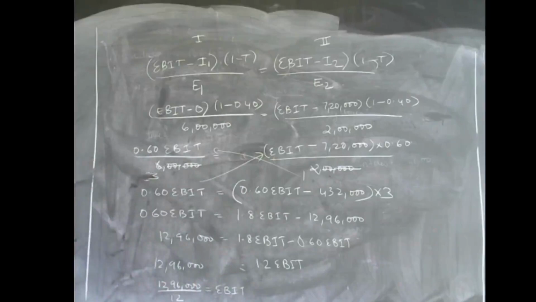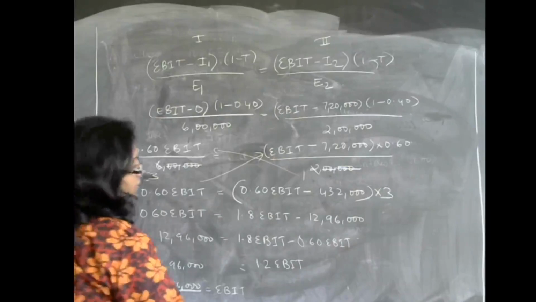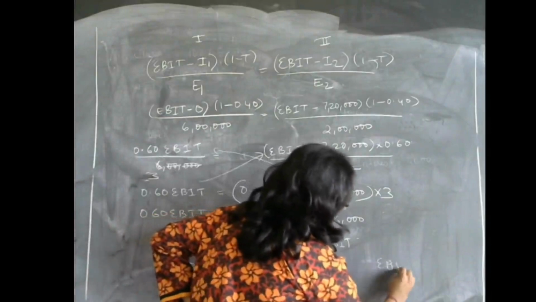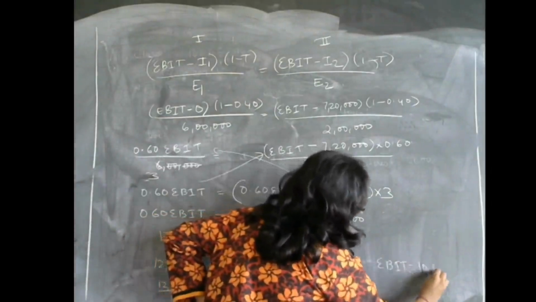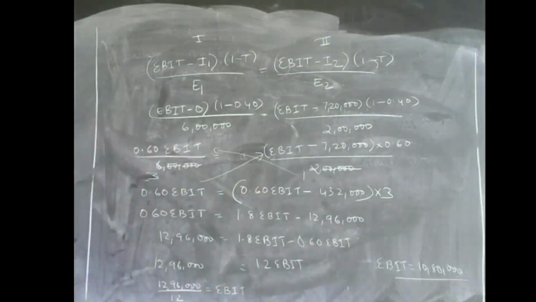So total you will get it as 12 lakh 96,000 divided by 1.2, we will get it as 10 lakh 80,000. So EBIT is equal to 10 lakh 80,000 is the indifference point. Okay, I hope this is clear. Okay, so now let us move on to the next problem.